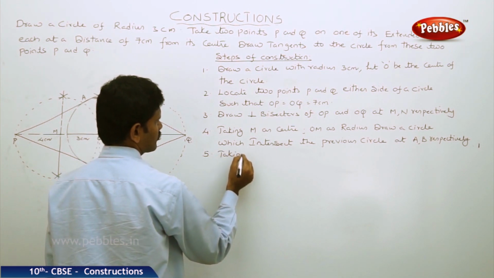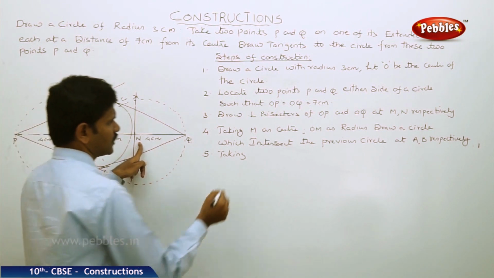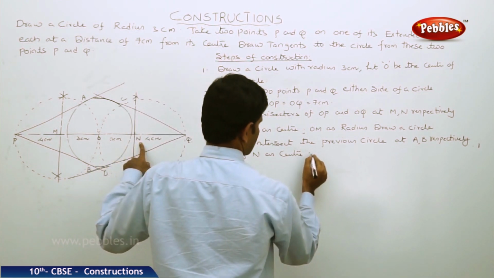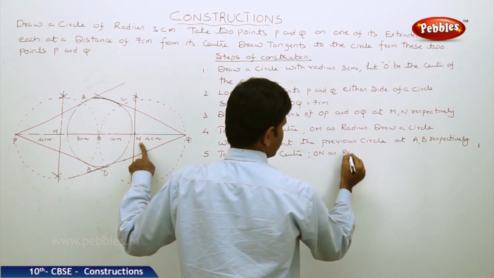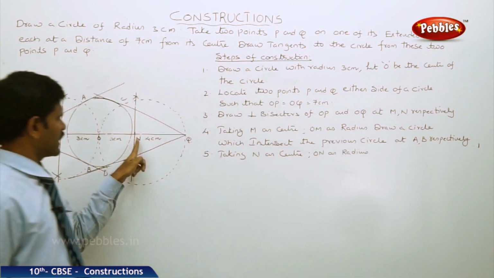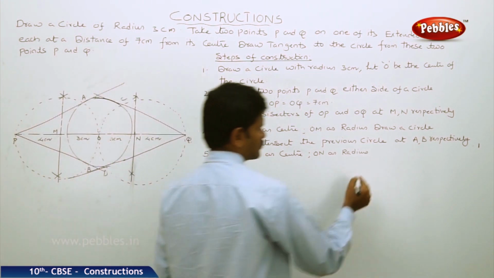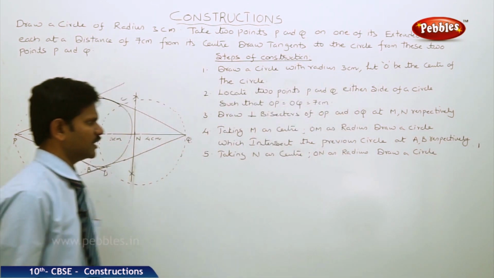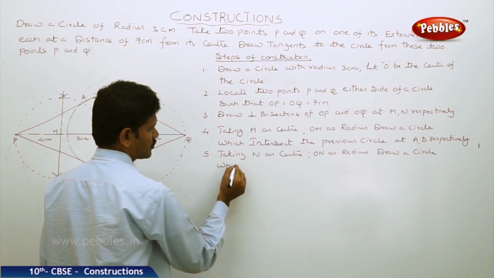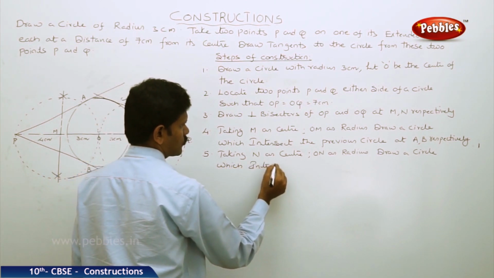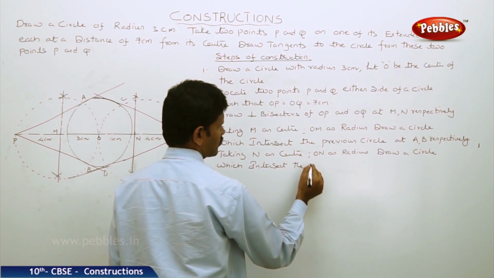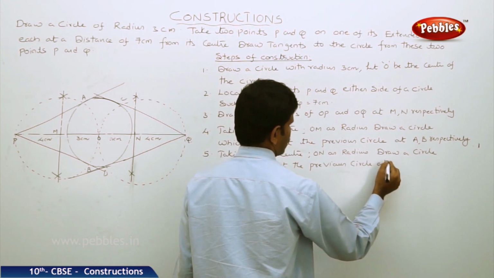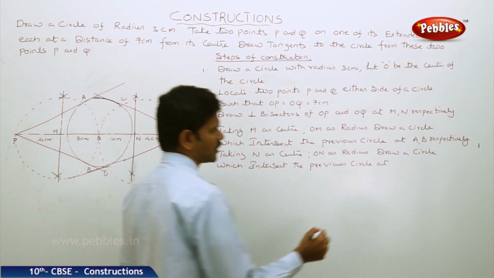Next, taking N as center, ON as radius, draw a circle which intersects the previous circle at C, D respectively.